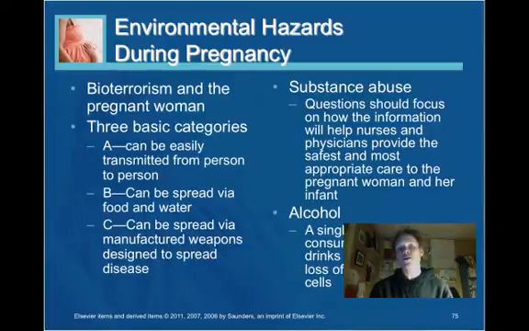Substance abuse is also an environmental hazard. It's really important to question your patient about alcohol use, drug use and abuse, so that you can provide the most appropriate care to the pregnant woman and her infant. Remember that all illicit and recreational drugs have adverse effects both on the mom and the fetus.